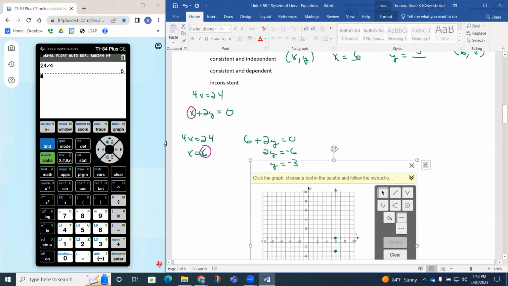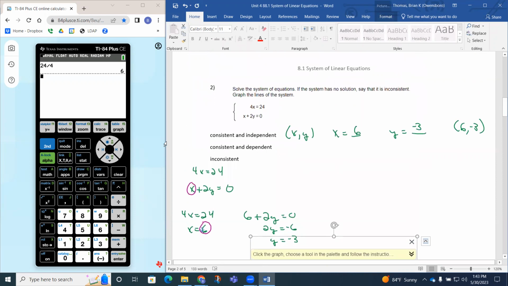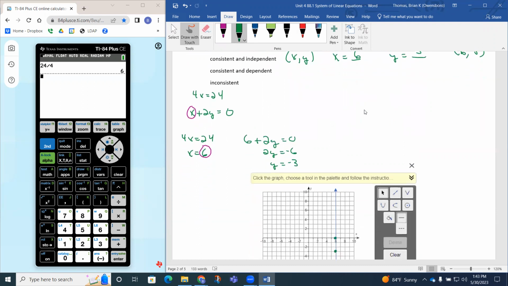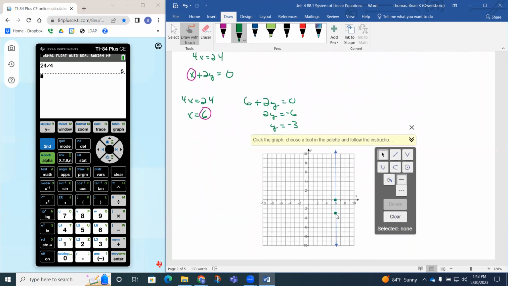For the second equation, I could try to find the y-intercept. If I set x equals 0, the y-intercept is going to be 2y equal to 0. In other words, y is equal to 0. That's going to be the y-intercept. So you can graph (6, -3) and then (0, 0), and that would be the second equation.